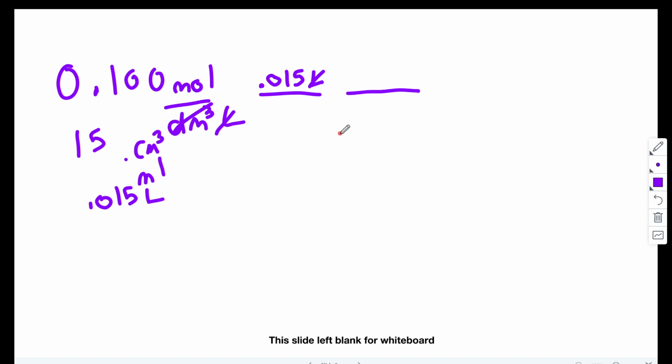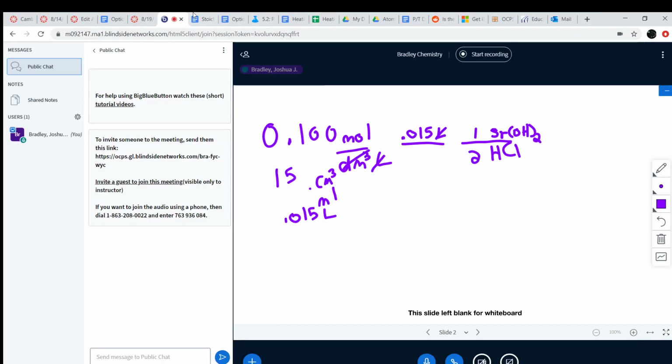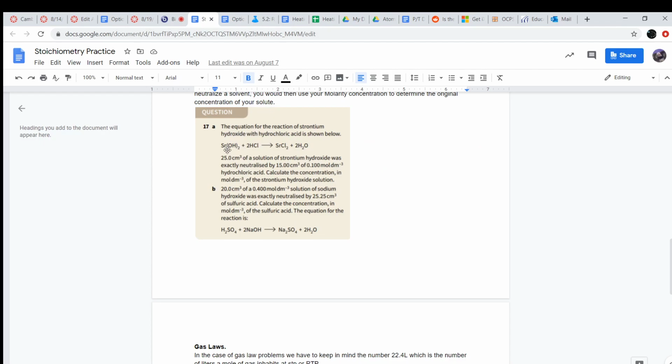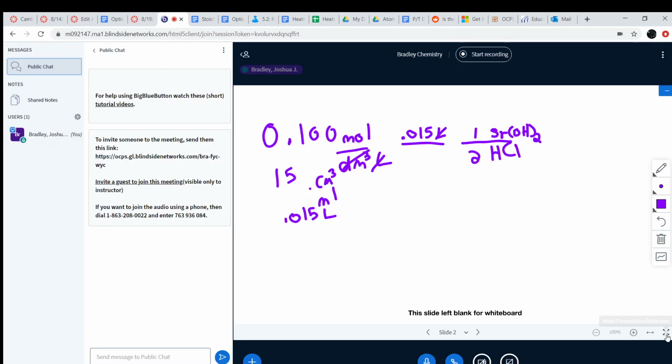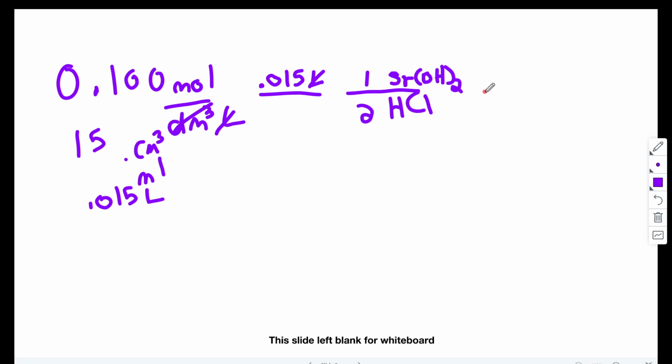Once we're in moles, we can figure out how much we can transfer to a different substance. Here we can put the numbers in from our balanced equation. So we can verify this here, and our balanced equation is 1 and 2.